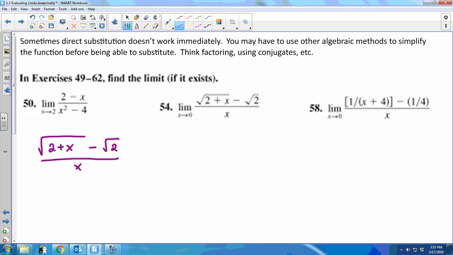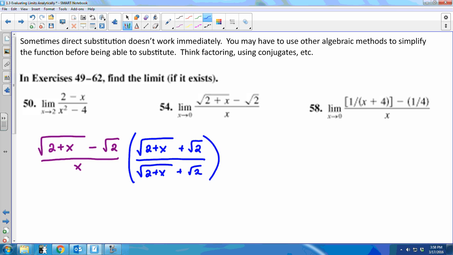But what I can do is when I see radicals, maybe I should use the conjugate, because I know that when you multiply 2 radicals, we can multiply what's underneath and take the square root, and it all works out for us. Okay? So we have the square root of 2 plus x plus the square root of 2. Remember, our conjugate is what you had with the opposite sign.